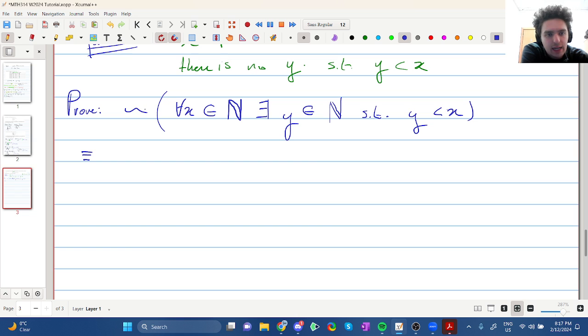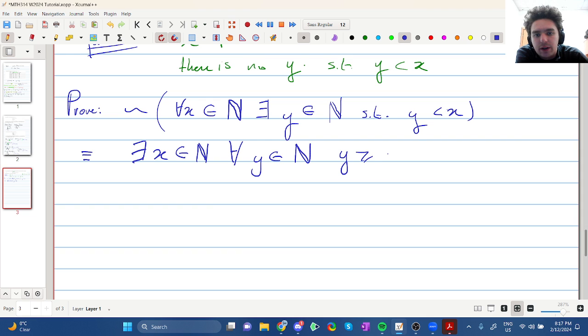So the negation of for all is there exists. Let's just think of this logically. We're saying that for all x in N, there is a y such that the statement holds. Well, the opposite is there exists some x in N such that for all y in N, the statement is false. There's no way to find a number that works. So there exists an x in N such that for all y in N, the opposite of this holds, which is that y is greater than or equal to x.